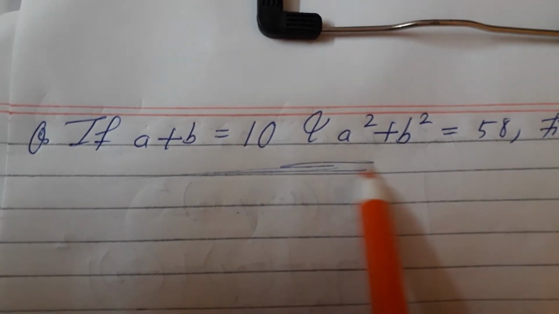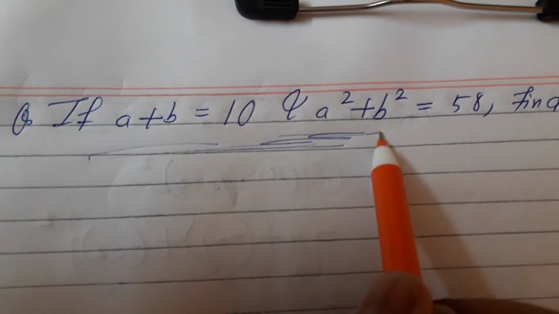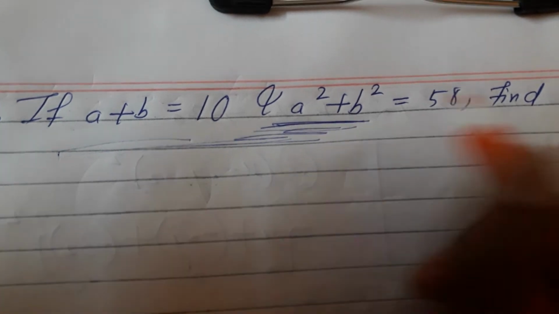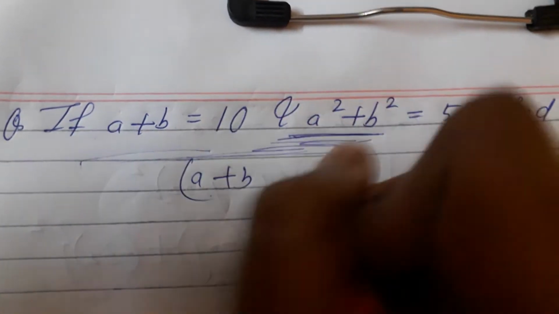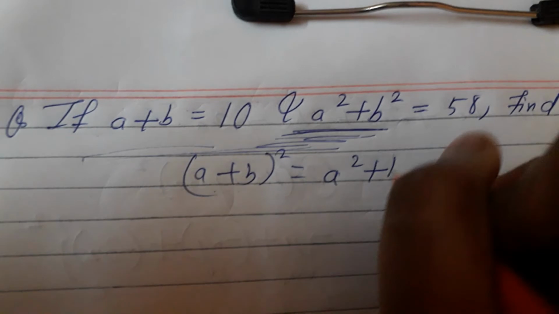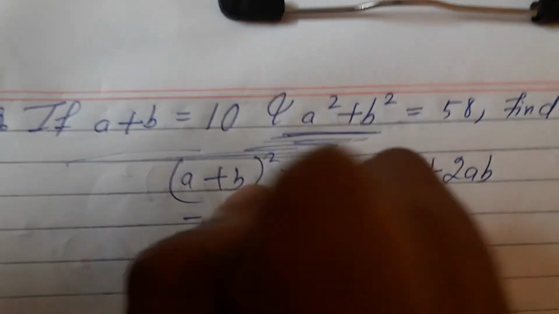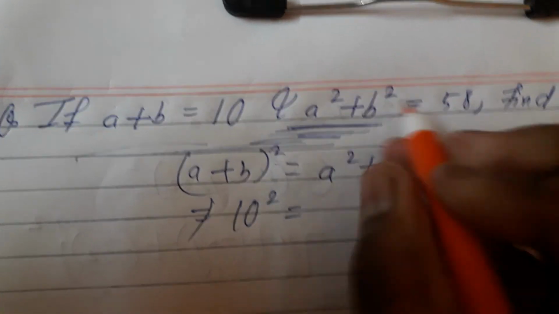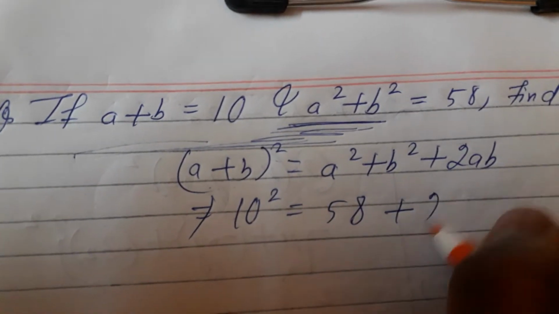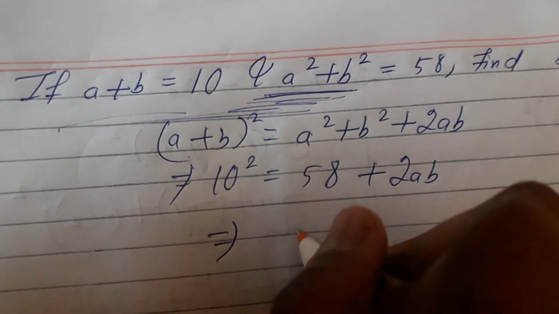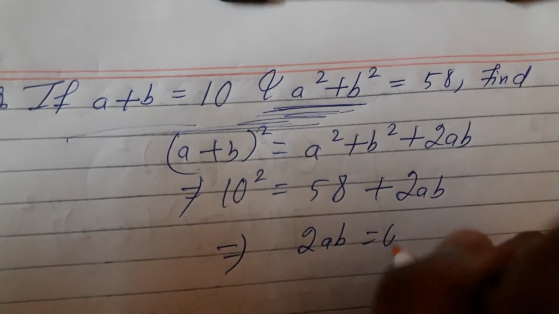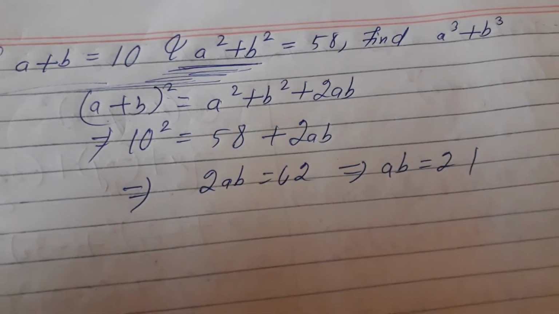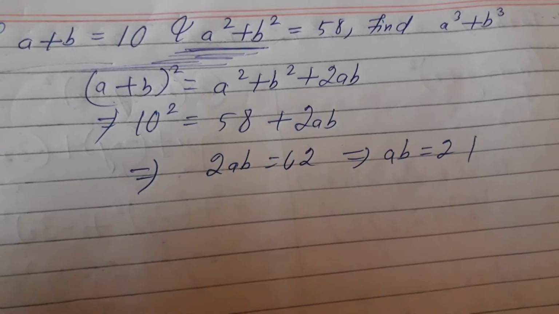See, here a plus b is given, and a square plus b square is given, so you have to use the identity: a plus b whole square is equal to a square plus b square plus 2ab. Now put the values. You will get 10 square equals 58 plus 2ab. After solving, 2ab will be 42 and you will get ab equals 21.